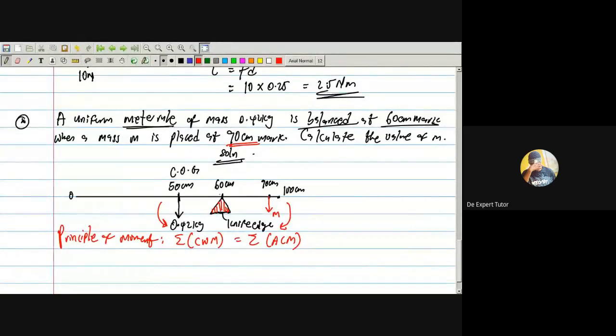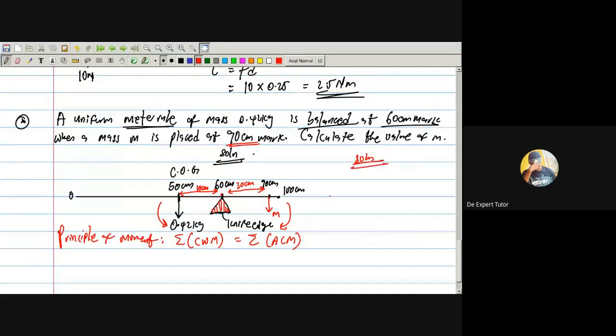All right, so we are taking our moments about the pivot. You ask yourself, what is the distance from here to here? The distance is 10 centimeter. And the distance from here to here is 30 centimeter. Good. So solution, let me do my workings at this side. Okay, let's go.